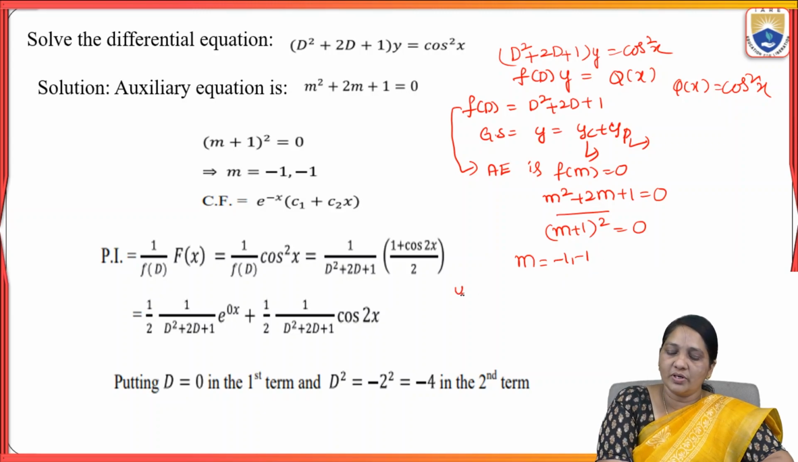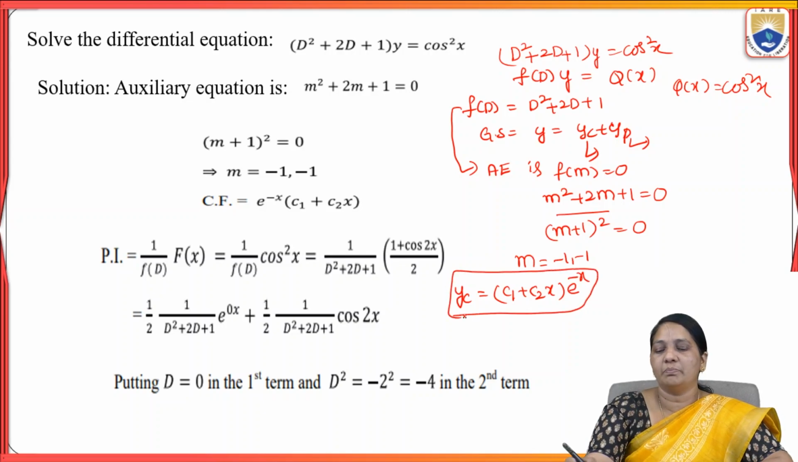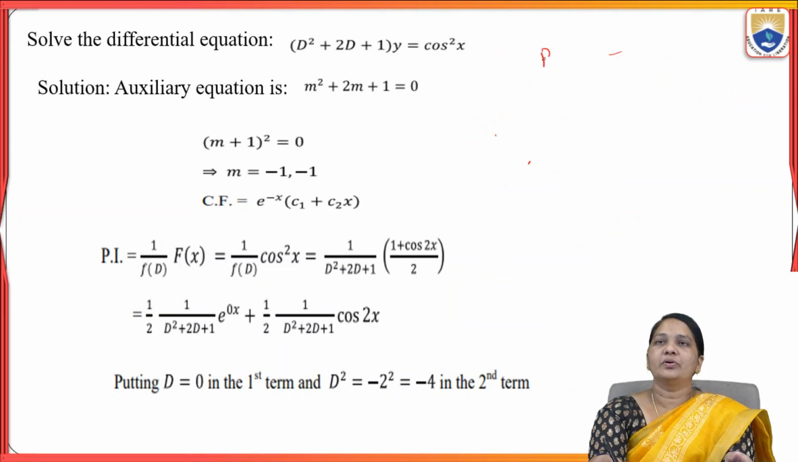So based on that, what is the complementary function? The complementary function is (C1 plus C2 x) into e power minus x. This is our complementary function. That means the first step is completed. Now calculate the particular integral value.